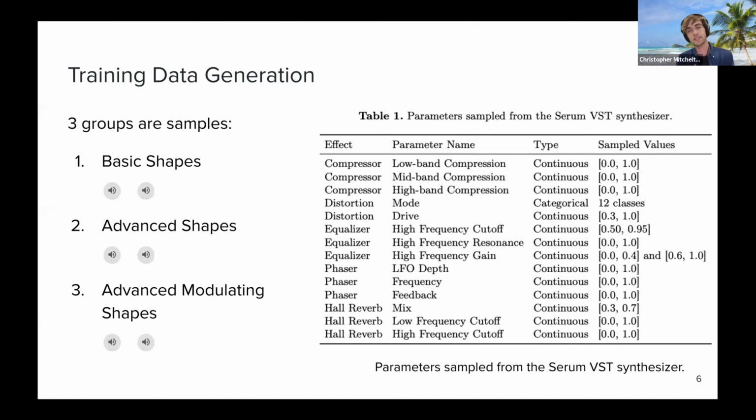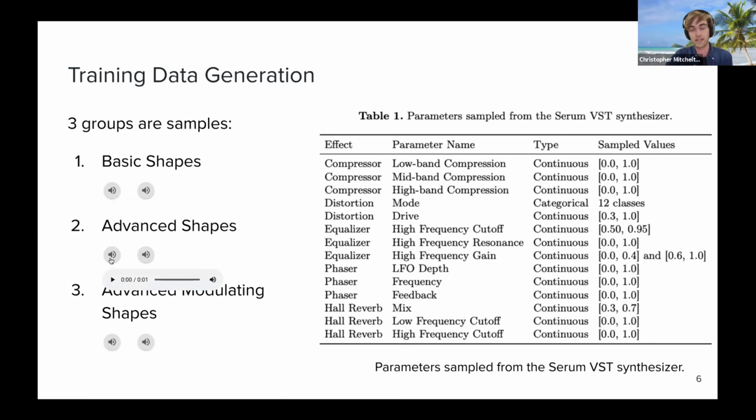So before we get into the system, we actually had to generate a bunch of training data. So what we did is we chose 5 effects of the Serum synthesizer. So these are effects that sculpt the sound after you have a bass sound. And we split the bass sounds that we use into 3 categories, starting with basic shapes, which are like a sine wave and a square wave. So they might sound like this. So that's a square wave and a sine wave. And those are very simple. And that's where we kind of start with.